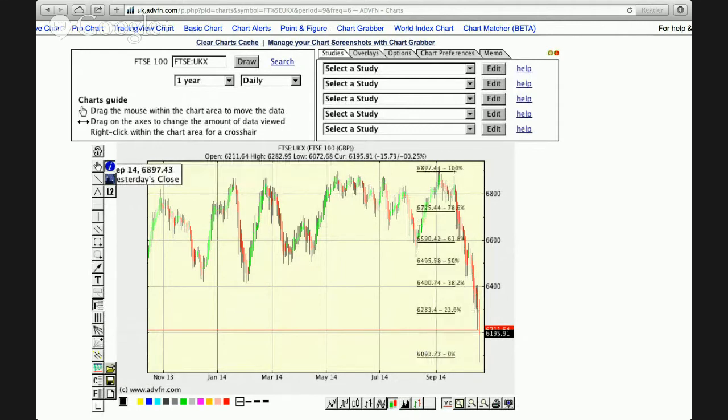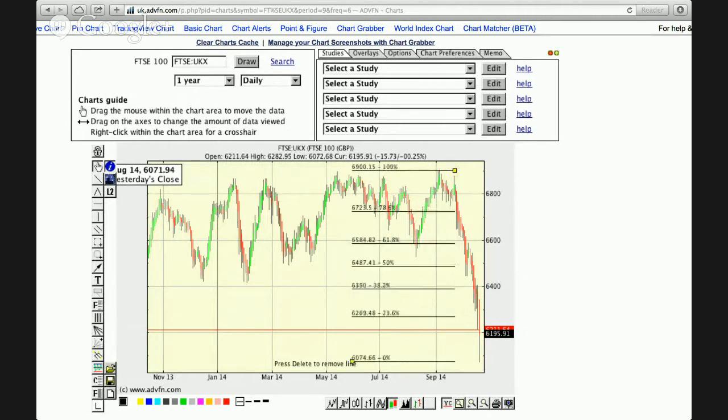And bring us up to that old high that we've just seen. Okay. So with Fibonacci's, this is another way of analyzing whether we're going to experience an increase or a decrease in stocks, or in this case, the stock market.